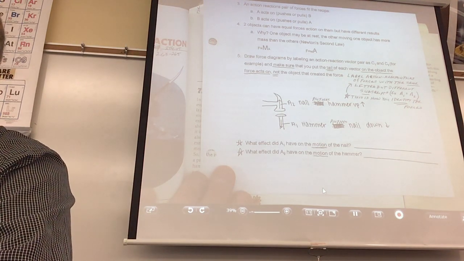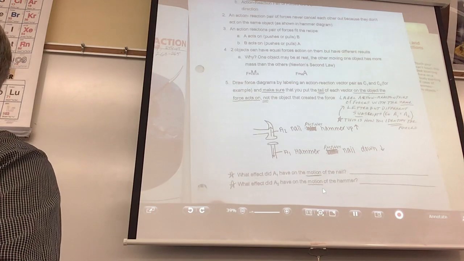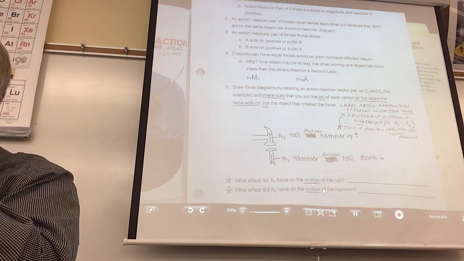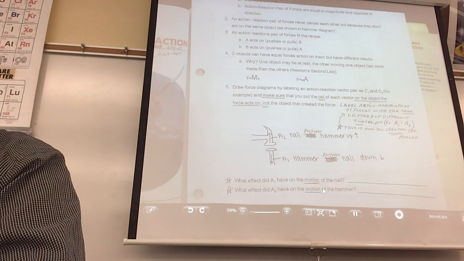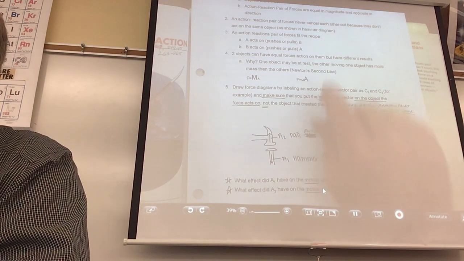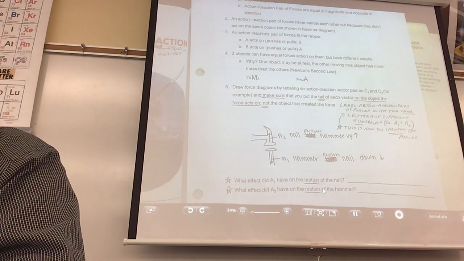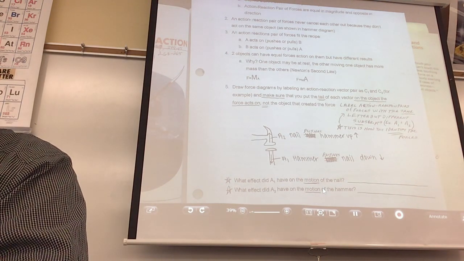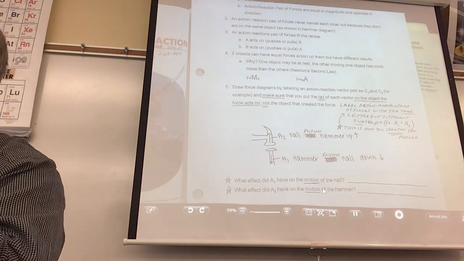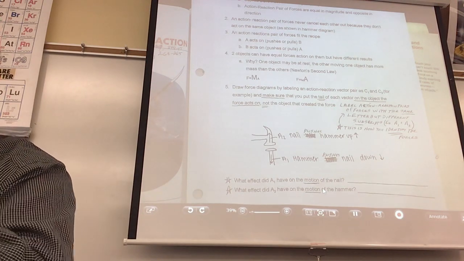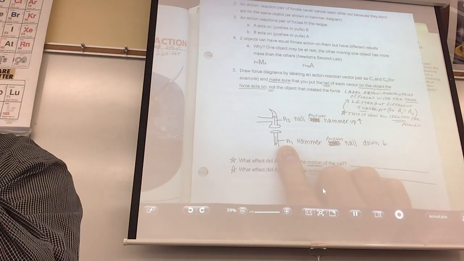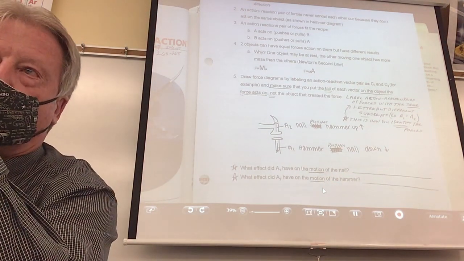They cannot. Now here's what you've got to fight in this chapter. Number 4. You have to fight this. Two objects can have equal forces acting on them, but they can have different results. So you think if they had equal forces, the same thing is going to happen to both objects, and that's not true. For example, what was the nail doing before the force was applied to it? It was just sitting there, wasn't it? And then all of a sudden, a net force that way was applied to it.